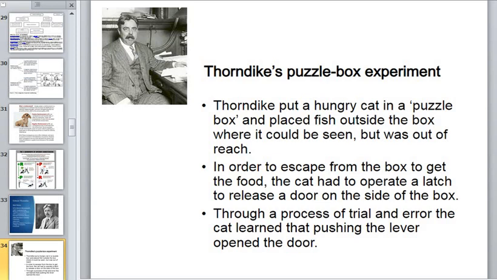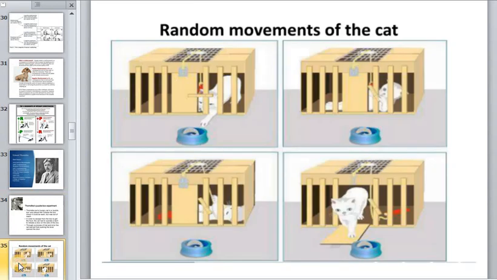In order to escape from the box to get the food, the cat had to operate a latch to release the door on the side of the box. Through a process of trial and error, the cat learned that pushing the lever opens the door, and the animal gets the fish. Of course, these random movements of the cat help it understand what kind of lever can open the door.